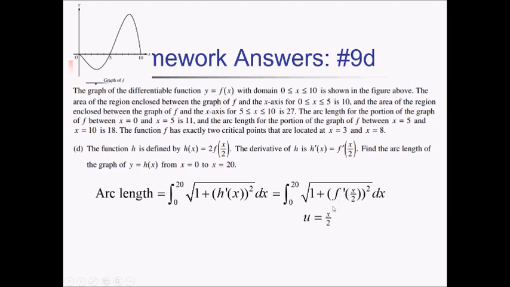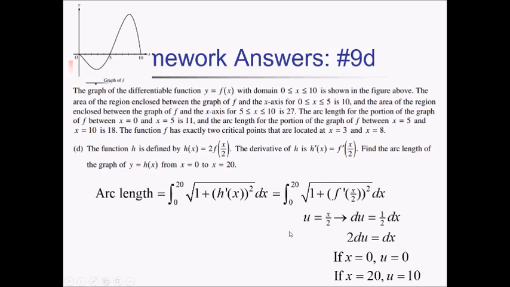So I'm going to let u equal x over 2. Then du is going to be 1/2 dx, which means dx is going to be 2 du. There we go. Substituting back in, oh wait, I need u values as well. Using this u substitution, if x equals 0, u is going to be 0 over 2, which is also 0. If x equals 20, then u is going to be half of that, 10.